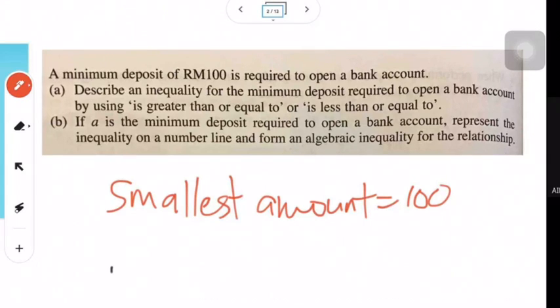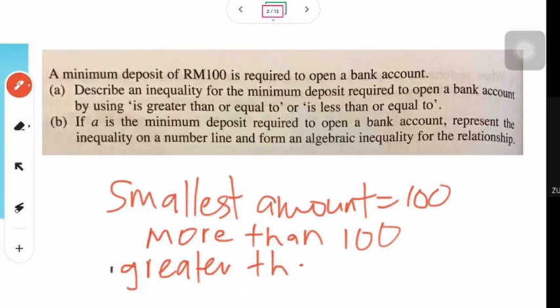What are other words than smallest, more than? Can you suggest other words to represent the situation? Tadi apa tadi? More than, kan? More than. Lagi apa lagi? More than 100. Okay, what else? Greater. Okay, greater than.